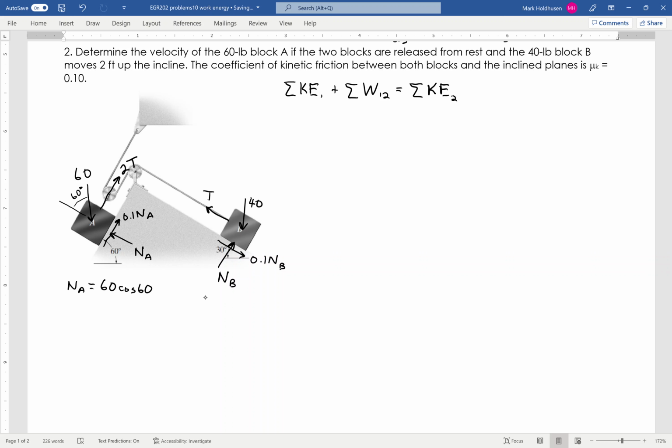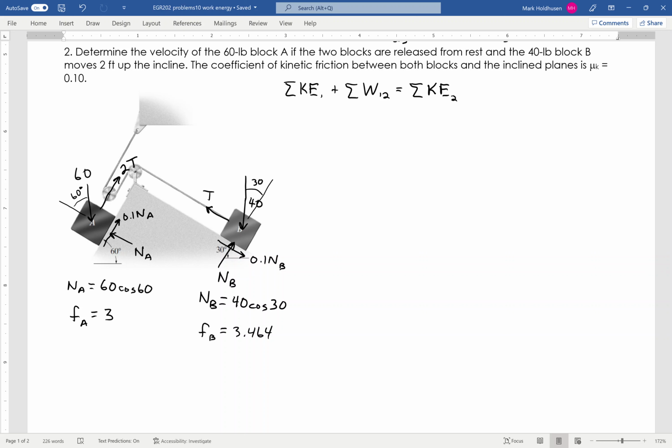Similarly, for NB, I'm going to get 40 cosine 30 using the same idea, where I sum my forces in this direction. That's going to be 30 degrees, right? So tension and friction are perpendicular, so I just get 40 cosine 30 equal to NB. Then from that, I can find FB, just by taking that value times 0.1, becomes 3.464, and FA equals 3, just by taking 0.1 times the normal force. So that gives you my friction.